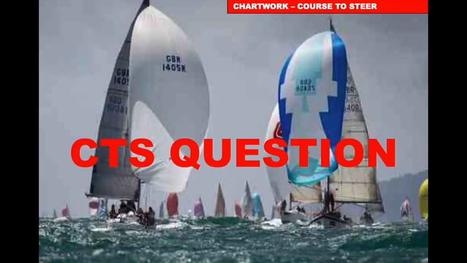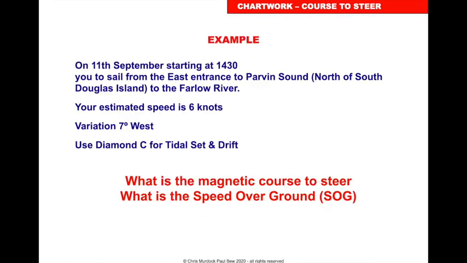So let's consolidate this with a course to steer question. So the example will be, on the 11th of September, starting at 14:30, you sail from the east entrance to Parvin Sound, north of South Douglas Island. It's on the middle top right of RYA Chart 3, and we're going from there to Farlow River. Your estimated speed is 6 knots, variation is 7 degrees west. Use tidal diamond C for your tidal set and drift. And the question we're asked is, what is the magnetic course to steer? What is the speed over the ground?